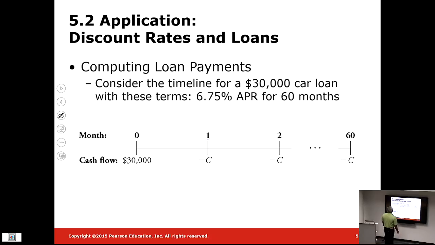Now we want to look at something different. How do we apply discount rates to loans? Consider a timeline for a $30,000 car loan with an APR of 6.75% on a 60-month term.